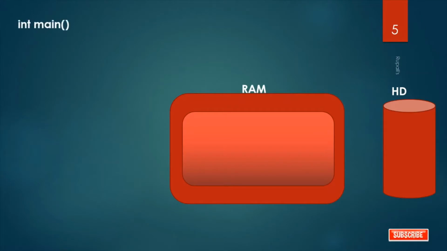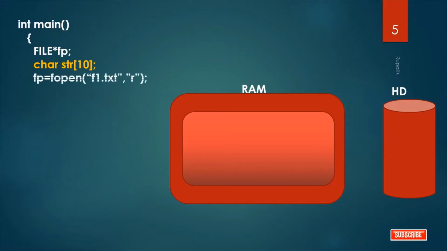See here, I start writing the program. First main, then I declare one file pointer fp. So fp holds the address of the file structure. Now I declare one string, a character array, char str[10]. Now I open by the fopen function a file named f1.txt. It is a text file, in reading mode.